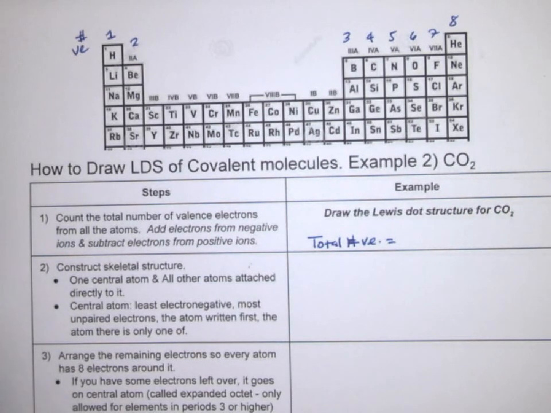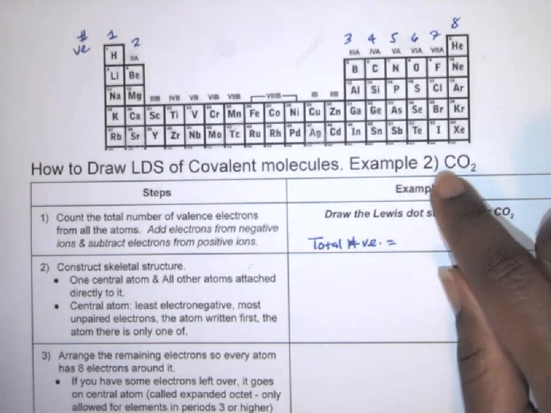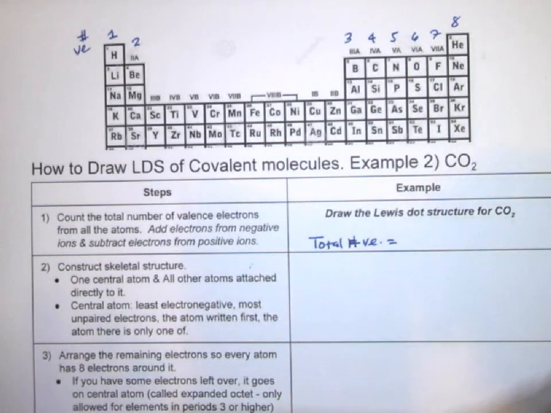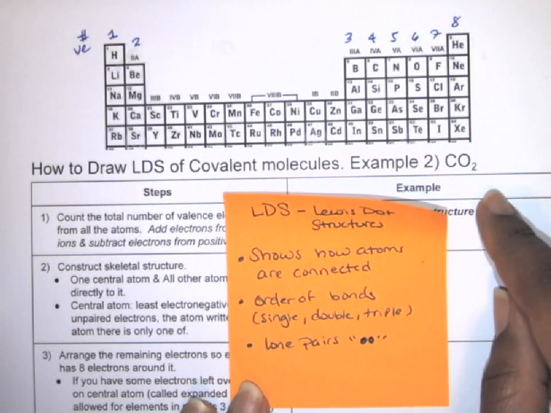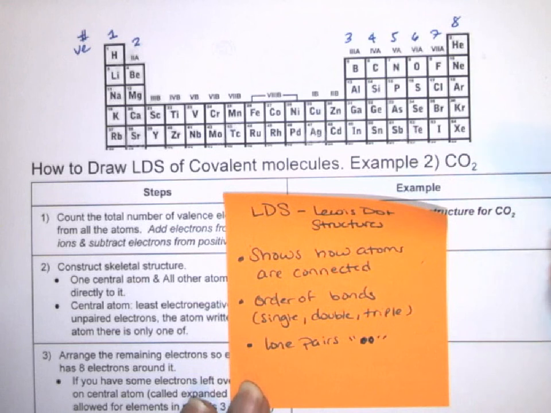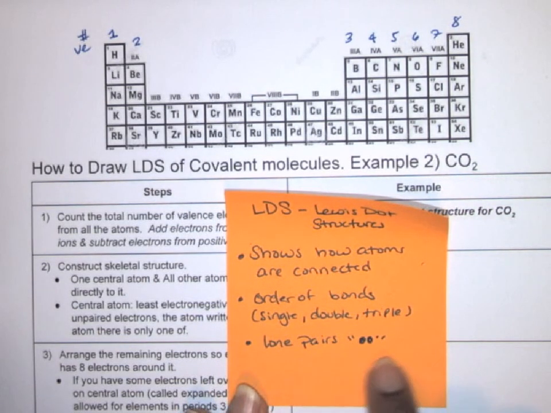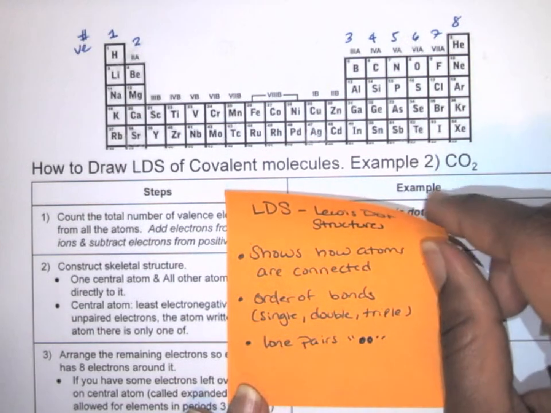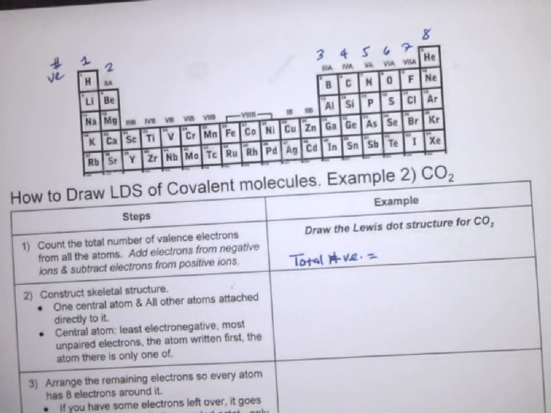So before we begin, I just want to remind you, our goal is to go from a chemical formula like CO2 to drawing a structure that shows how the atoms in CO2 are connected, the types of bonds they're connected by, is it single, double, or triple bonds, and where the lone pairs are, which are the pair of electrons there in the molecule. So let's get started with this example.